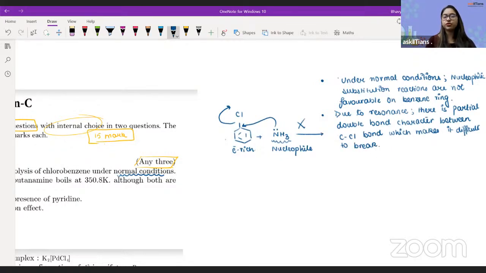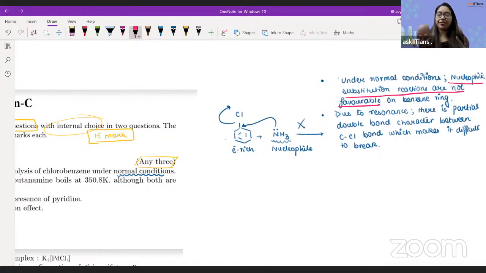Which makes it difficult to break. Right? So nucleophilic substitution reactions are not favorable. That's one. And because these keywords are very important for the examiner, therefore we'll make sure that we underline them.